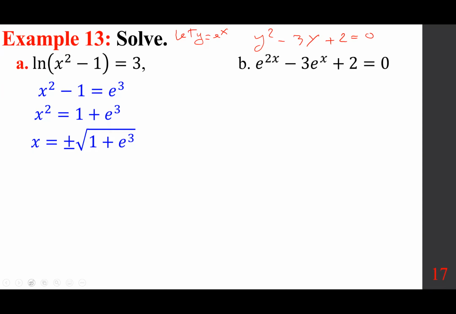Let me use a different color. So you may recognize this one as y minus 1, y minus 2. You don't really need to do that. You can go straight to the factoring. It depends on how comfortable you feel with the concept, and therefore e to the power of x is either 1 or 2.